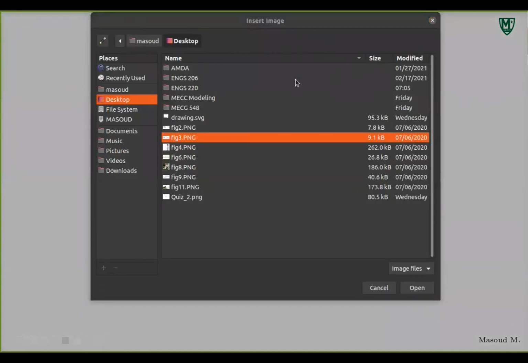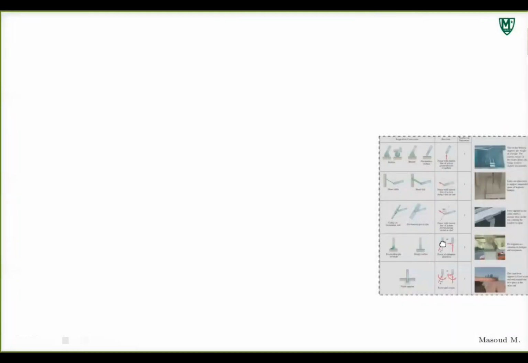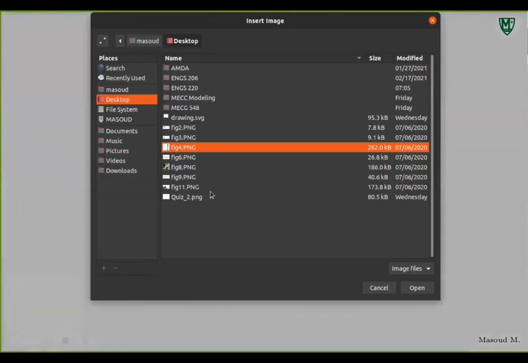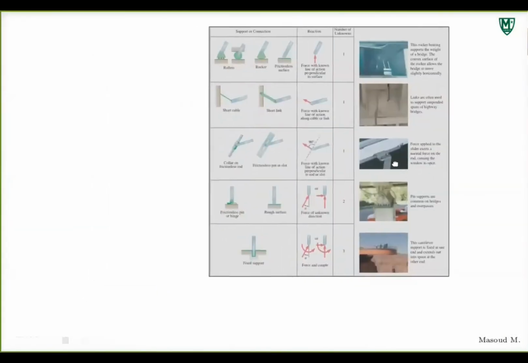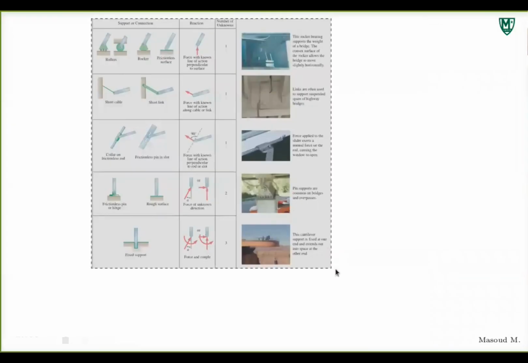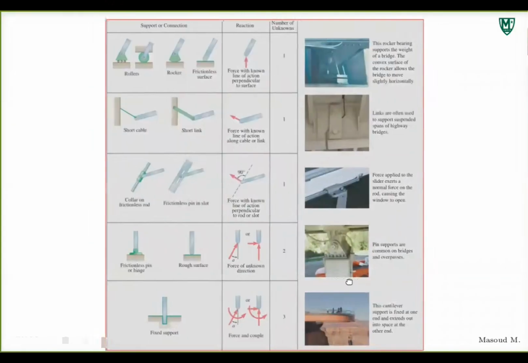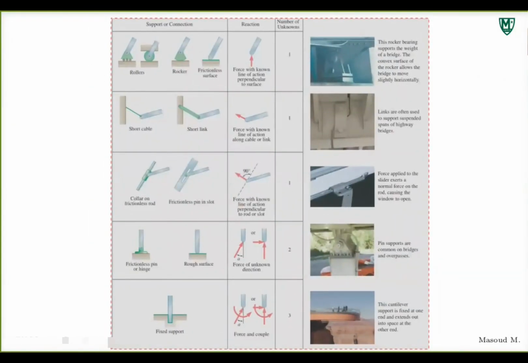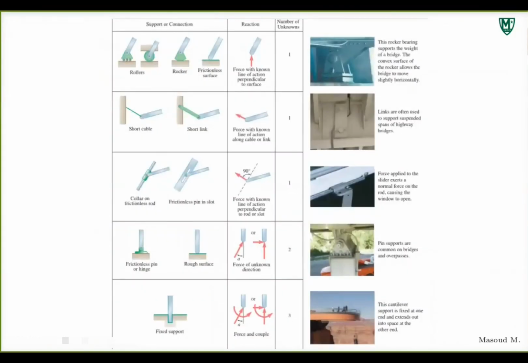Figure 4, I believe. Let me bring it up again. There we go. Let me see if I can make it as big as I can. Here is the table from your textbook, listing all the possible supports and what force you have to take into account if you remove that support. There's also an example there from a real structure. I'm hoping that from now on, you go out, look at the structures around you, and see these supports.